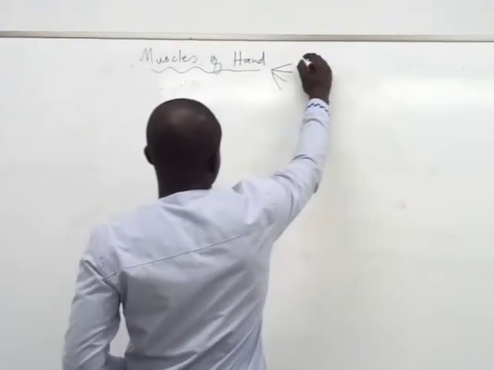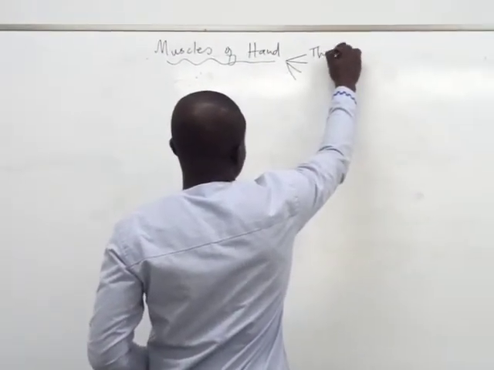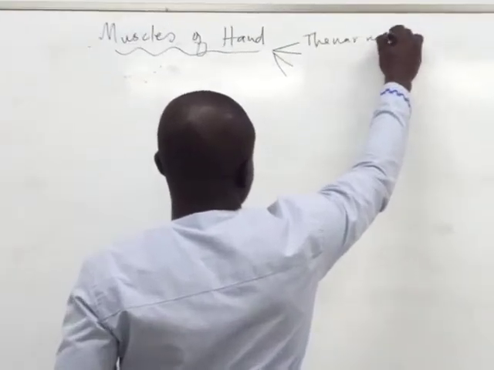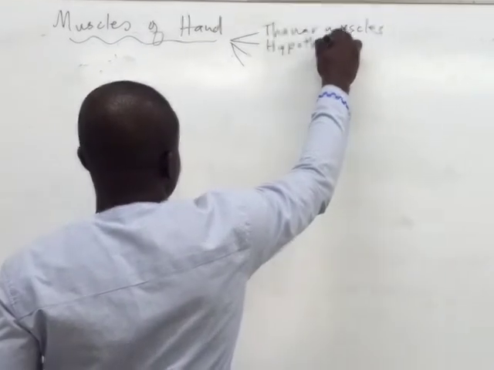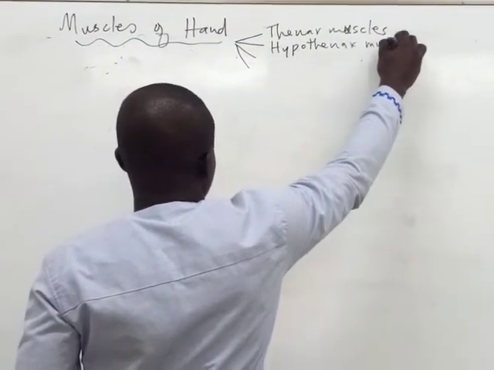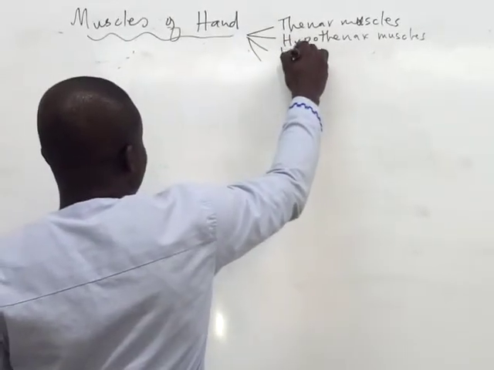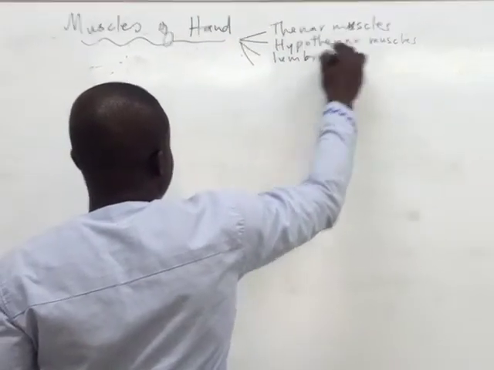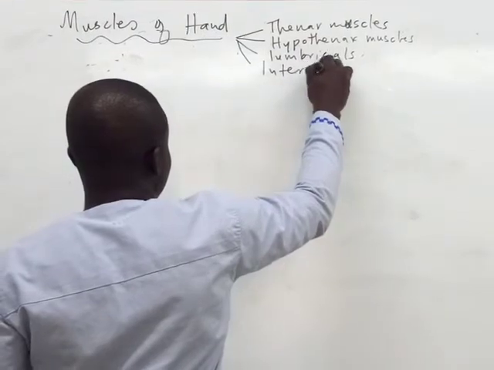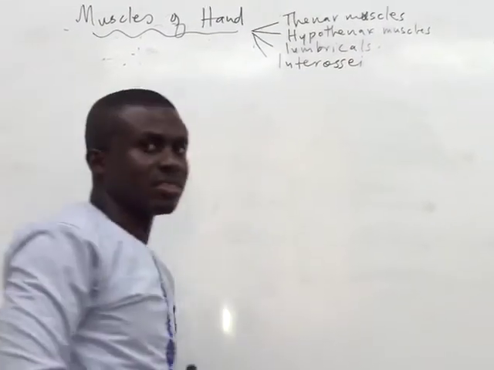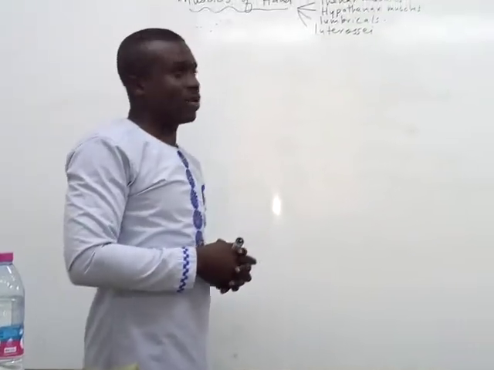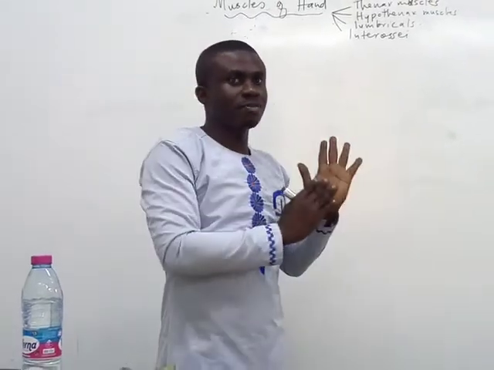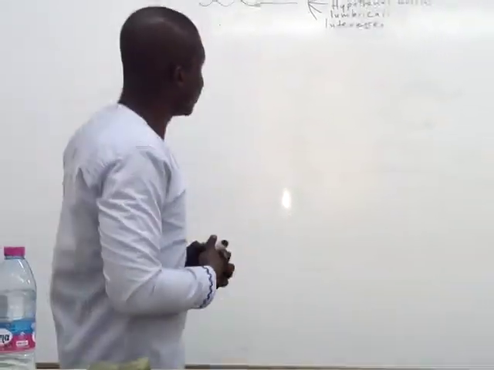Now we have what we call thenar muscles, thinner muscles. We have hypothenar muscles. We have lumbricals. And we have interosseous muscles. So, the thenar muscles are here, the hypothenar muscles are here. And we'll look at the other ones. Interosseous, we have palmar interosseous, and then we have dorsal interosseous. So we'll be looking at all of them.